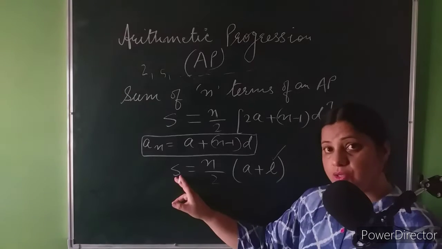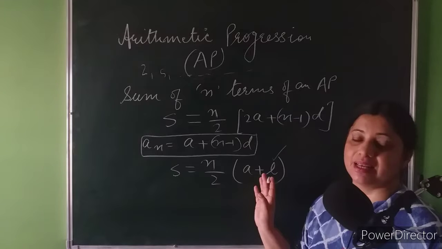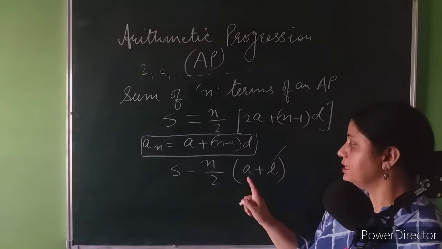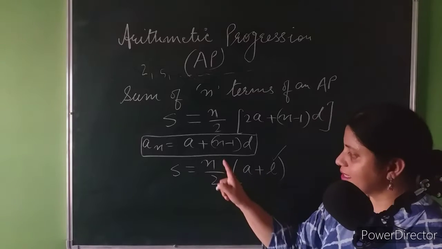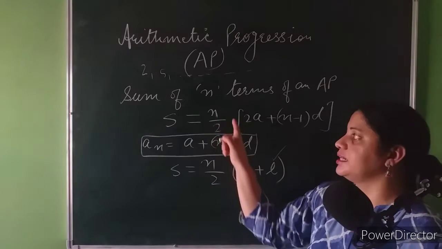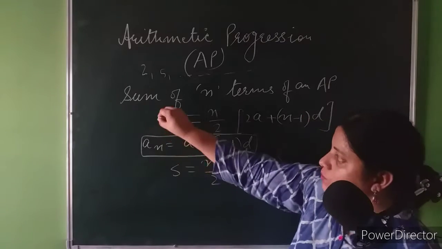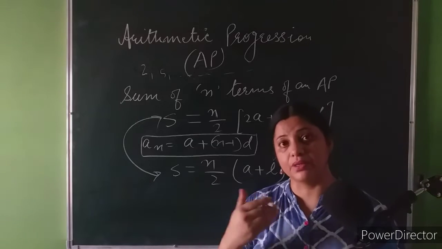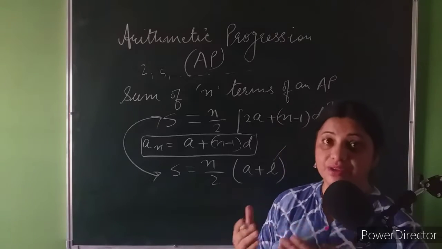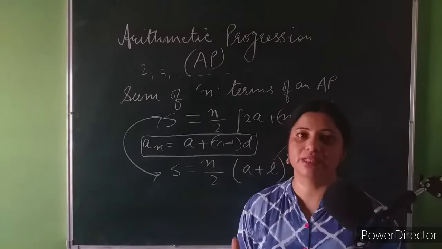The sum in that case, using the last term, will be n by 2 into simply a plus l. a plus l is the sum of the first term and the last term, and outside is n by 2, which is the same as here, n by 2 and n by 2 only, right? So these are the two important formulae. Depending upon the question and the requirement, we will see which formula to use when, right? So hope this is clear.